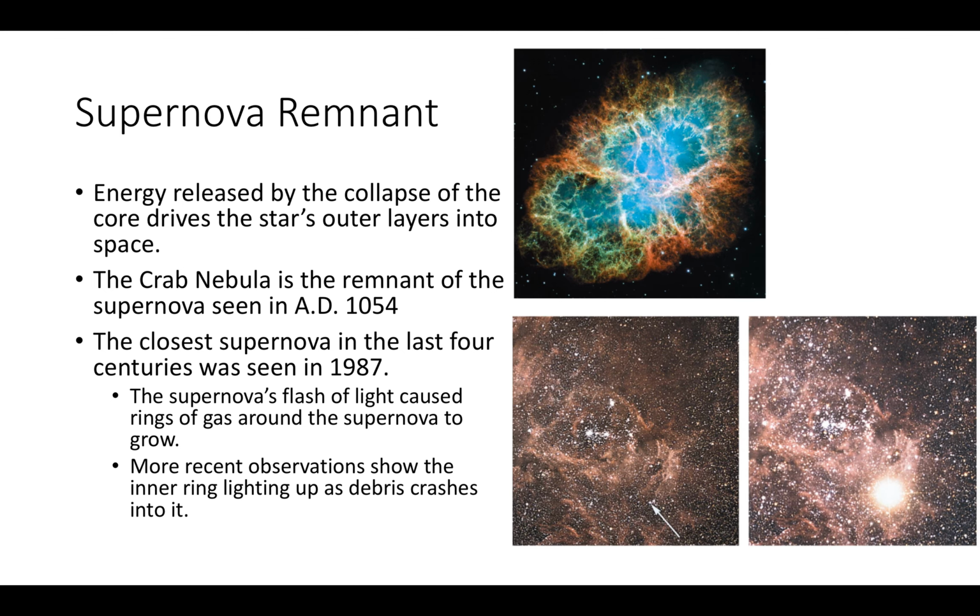The remnants of a supernova, these are some examples that we have seen in our lifetime. The Crab Nebula, pictured here, is a remnant of a supernova seen in AD 1054. The closest supernova in the last 4 centuries was seen in 1987, here. Zooming in on that picture.